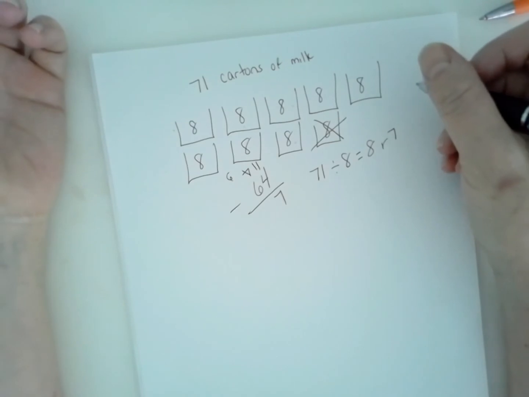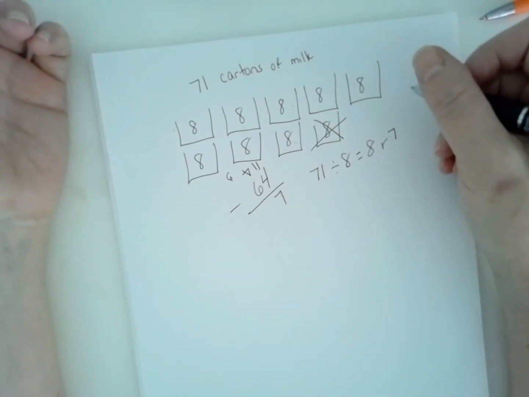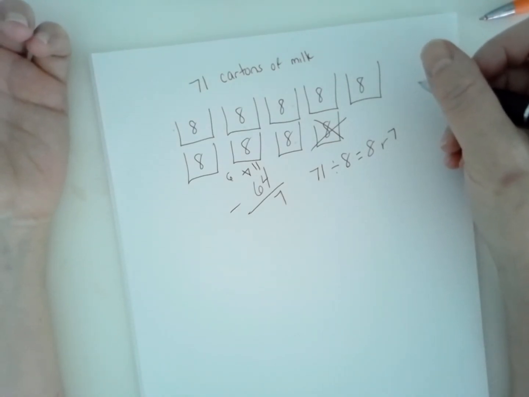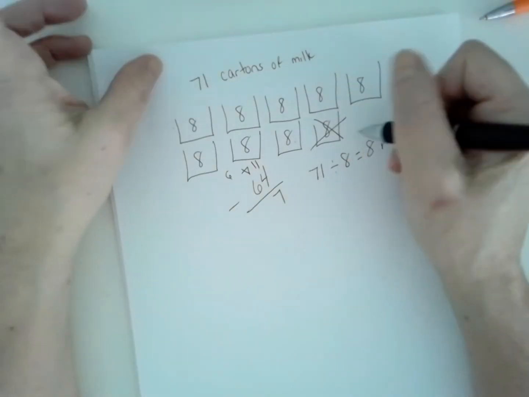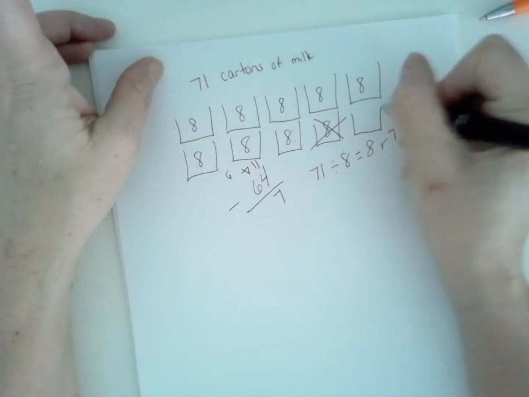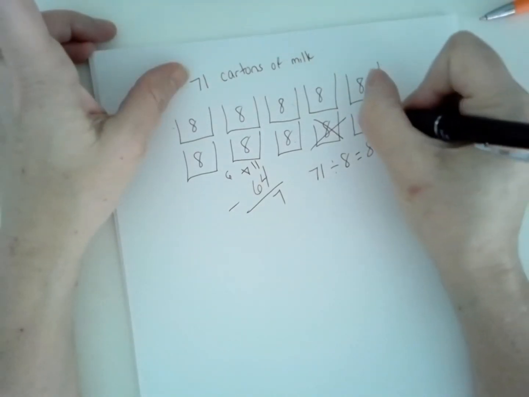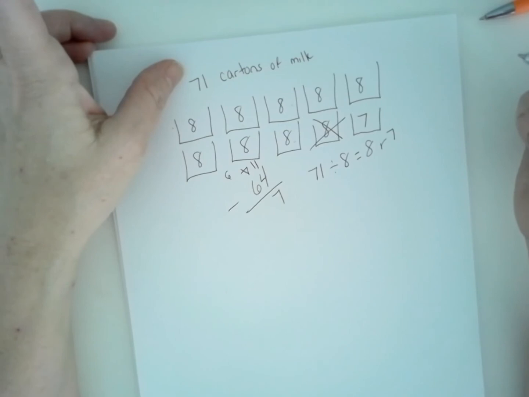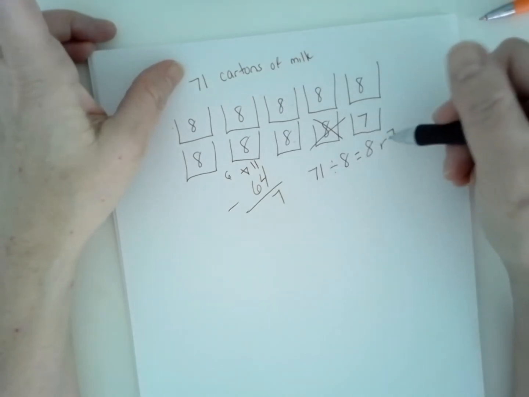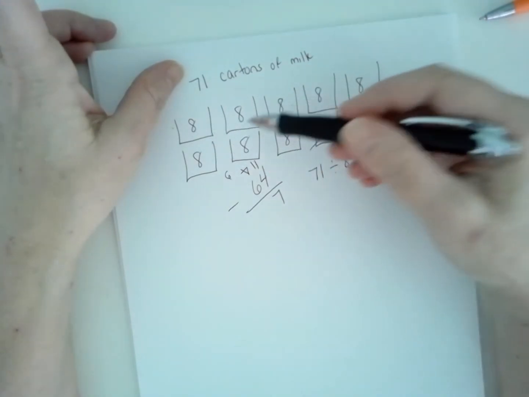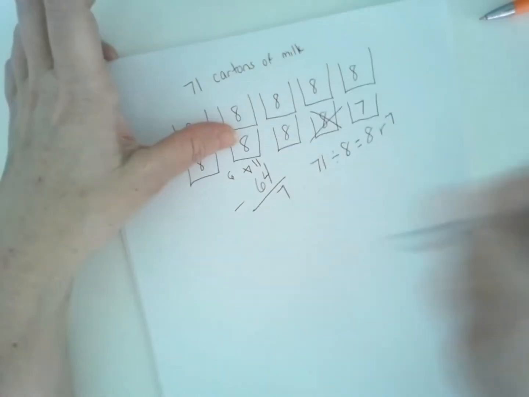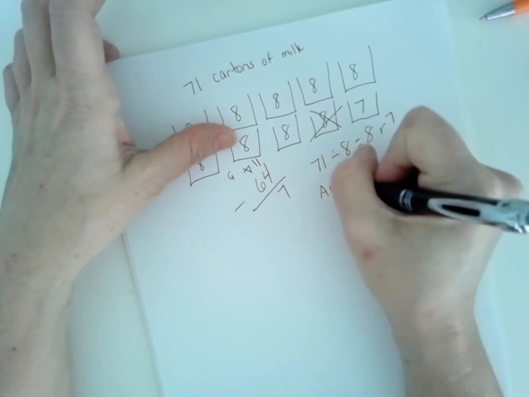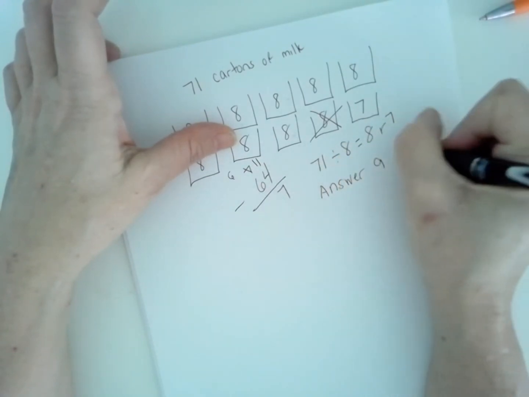So what are we going to do with the 7 leftover cartons of milk? Well, we're not just going to throw them away. We need to get another crate. But we're only going to put 7 in that crate. But we still need 9 crates. So the answer is 9 crates.